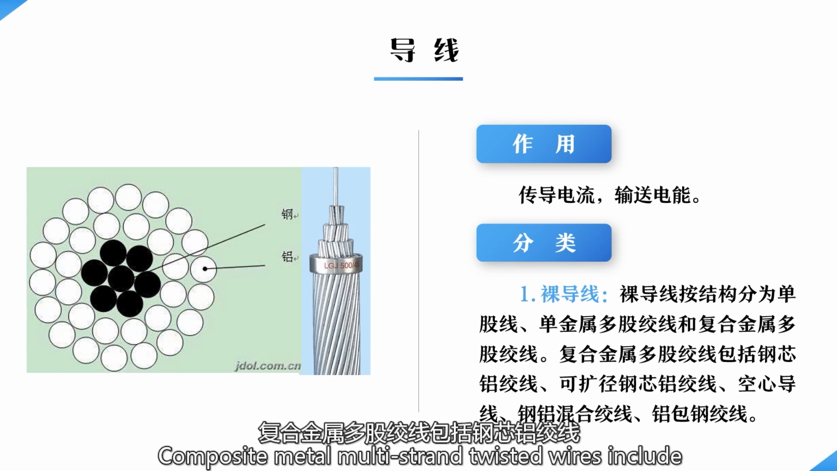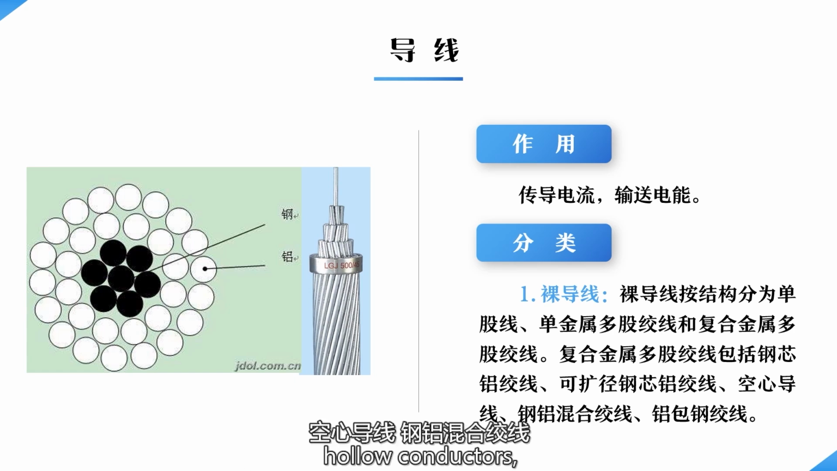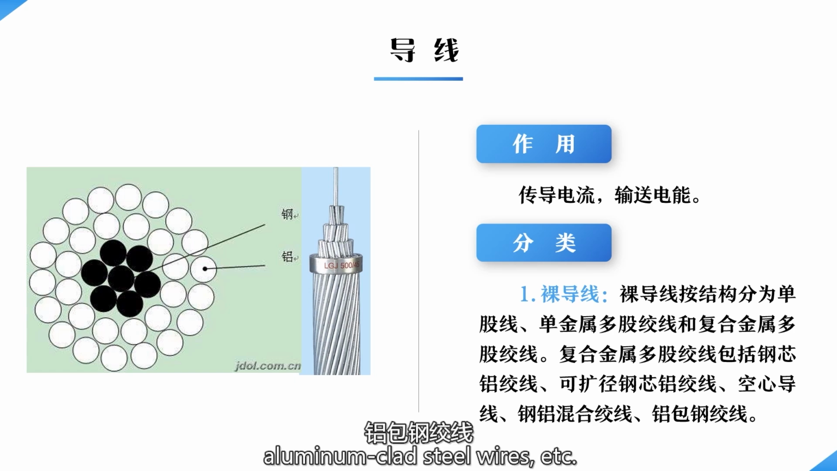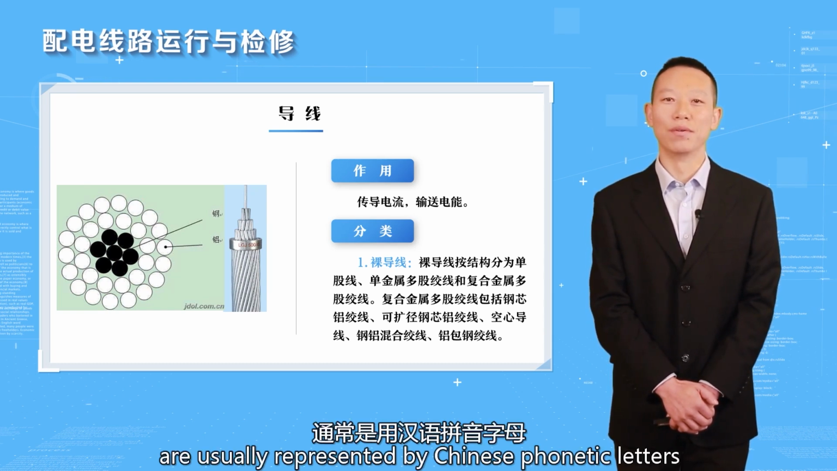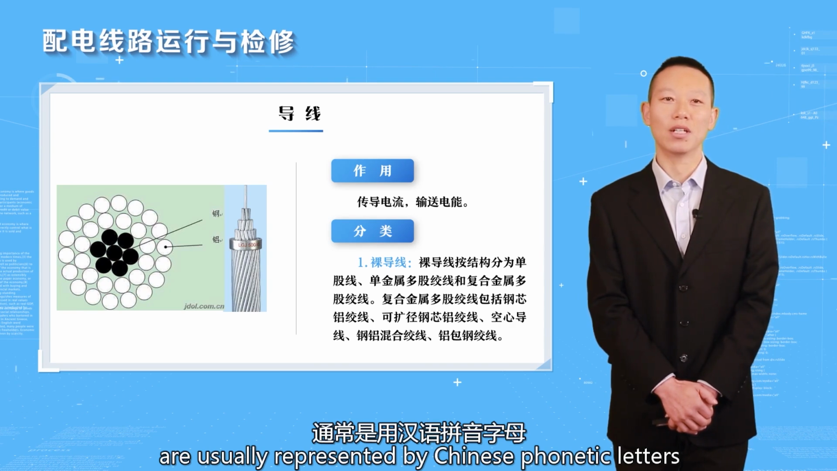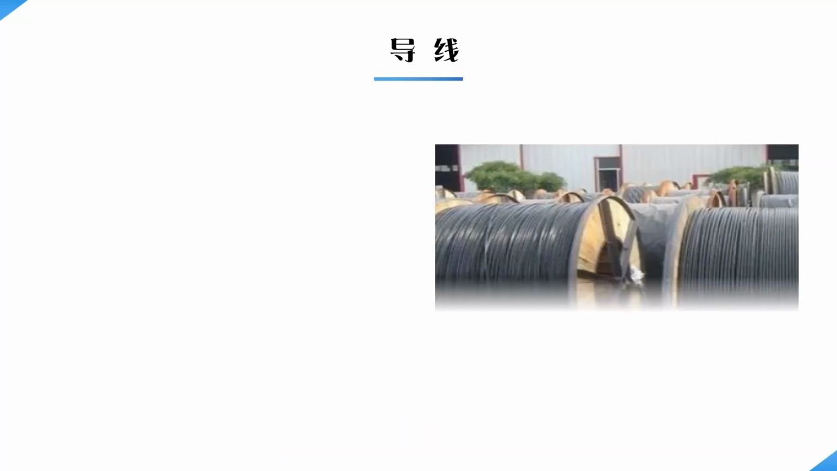Composite metal multi-strand twisted wires include steel core aluminum wires, expandable steel core aluminum wires, hollow conductors, steel aluminum composite stranded wire, aluminum clad steel wires, etc. The models of overhead conductors are usually represented by Chinese phonetic letters and numbers, with letters before numbers.